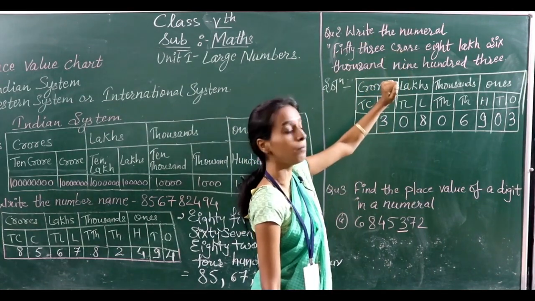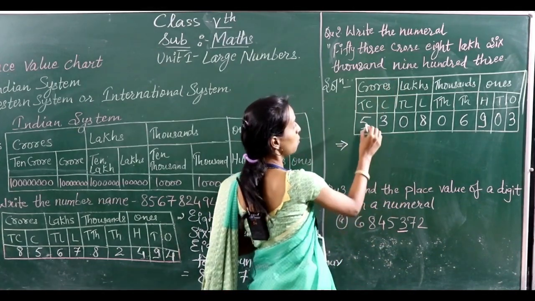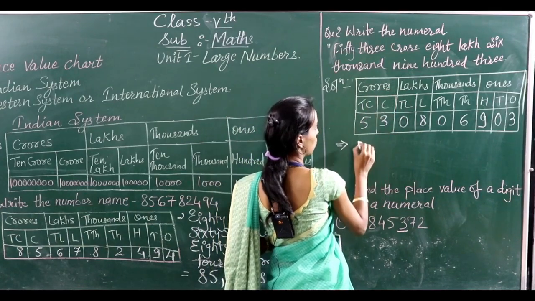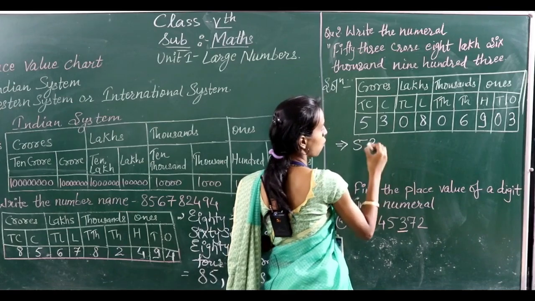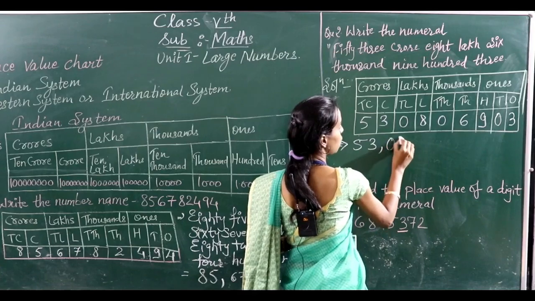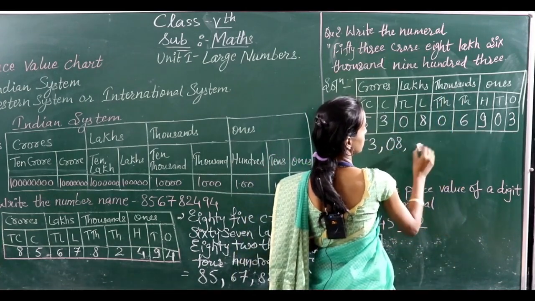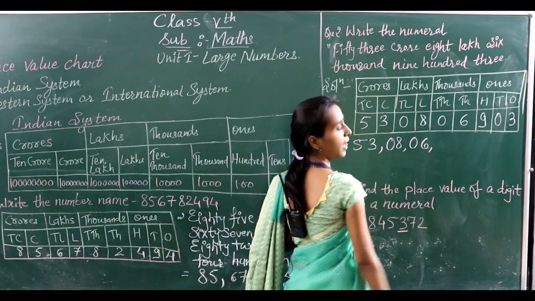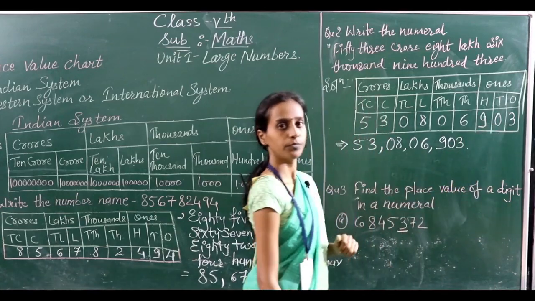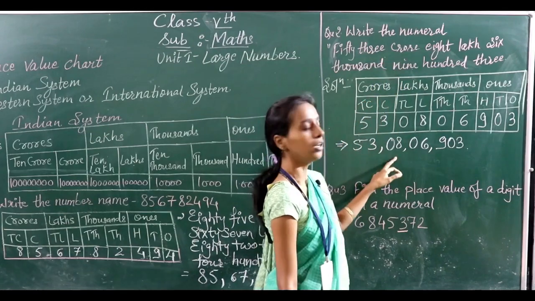Okay. So in the numeral form, using commas. I have already told you, using commas you have to write it down. So again, after every period put commas. So 53 crore, comma. Then lakhs, 8 lakhs: 0, 8, 8 lakhs, and thousands: 0, 6, 6,000s, and last is 903. Okay, so in this way you have to change the number name into the numeral.